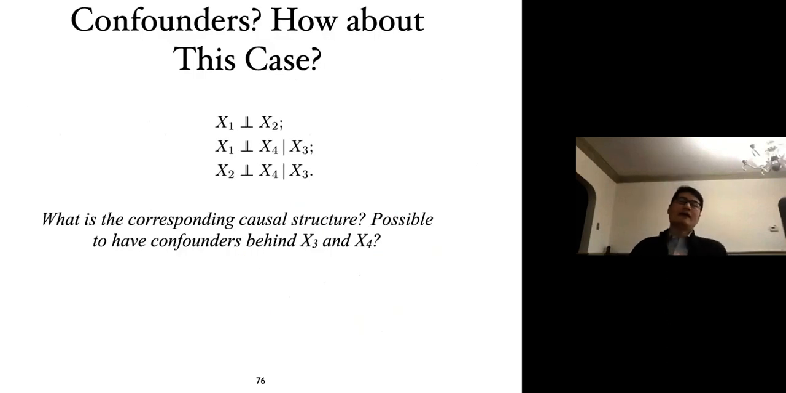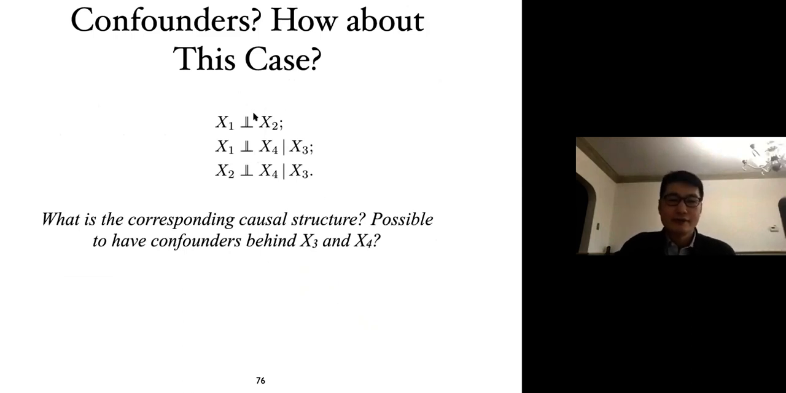Okay, now let's have a look at this case. You have 4 variables, x1, x2, x3, x4. You observe from data, you discover the independence between x1 and x2, and the conditional independence between x1 and x4 given x3, and conditional independence between x2 and x4 given x3. Now, can you just apply the previous procedure to find the causal structure? Maybe you can do this as an exercise right now.